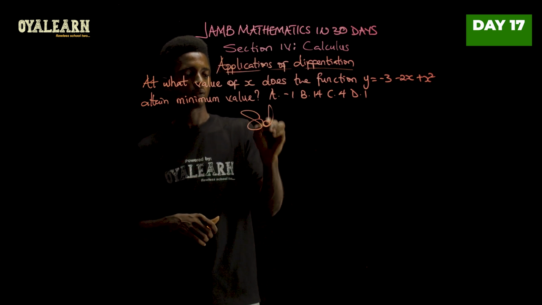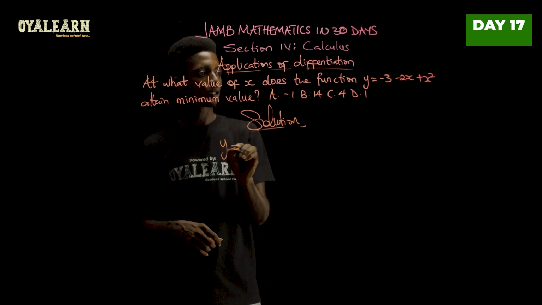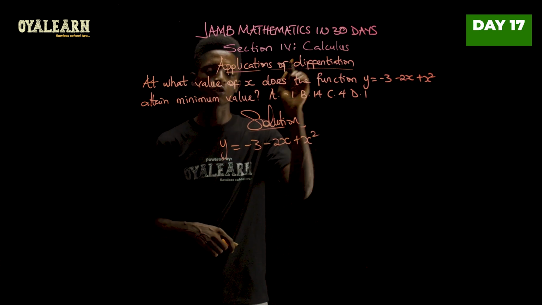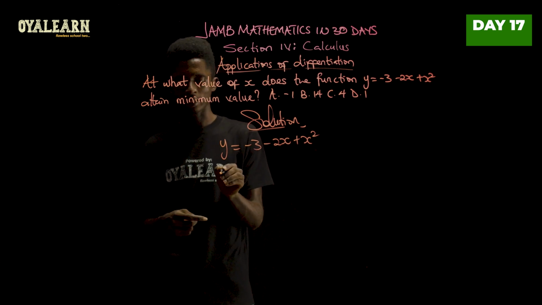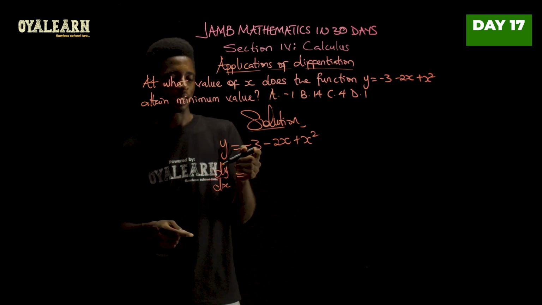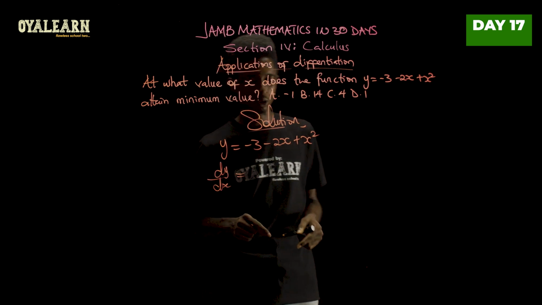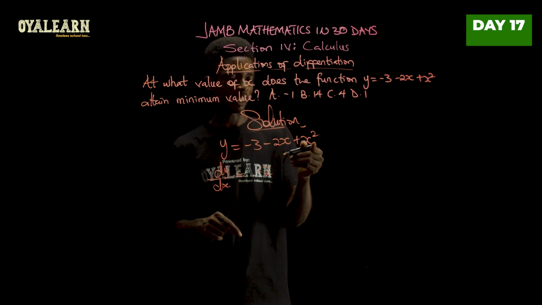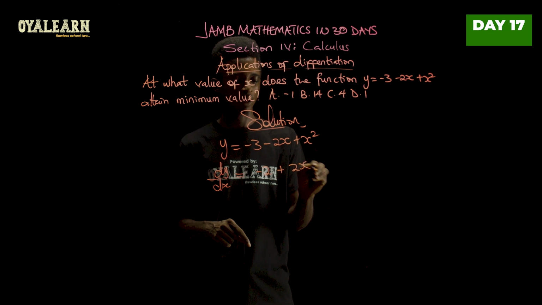So let's solve that. y equals minus 3 minus 2x plus x squared. Now let's find the first derivative of y with respect to x. So dy/dx. Now when we differentiate a constant, that will give us 0. So we move to the next one. This would be minus 2. And then when we differentiate this, it will be 2x.